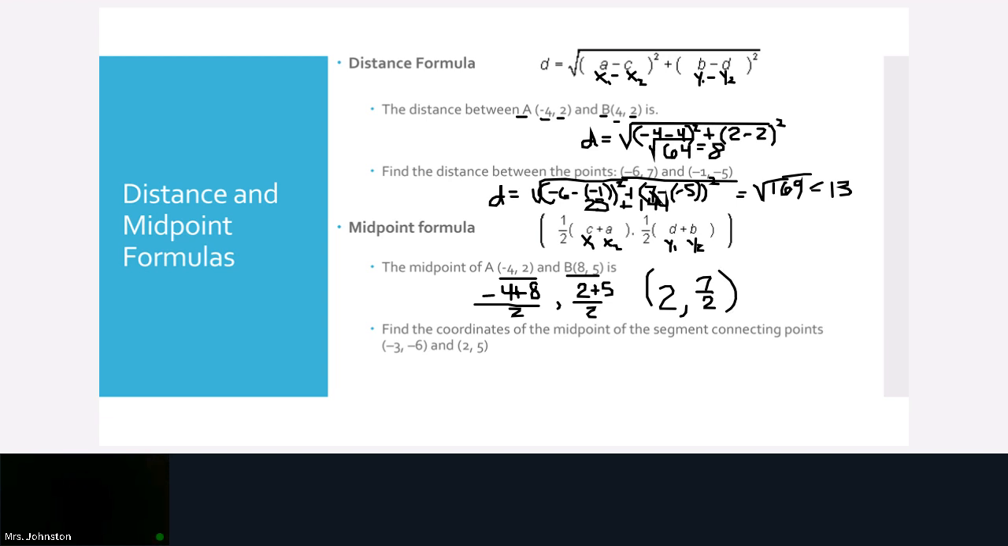And I'll let you try this other one on your own. Looks like it's going to turn out to be negative 1/2, negative 1/2.